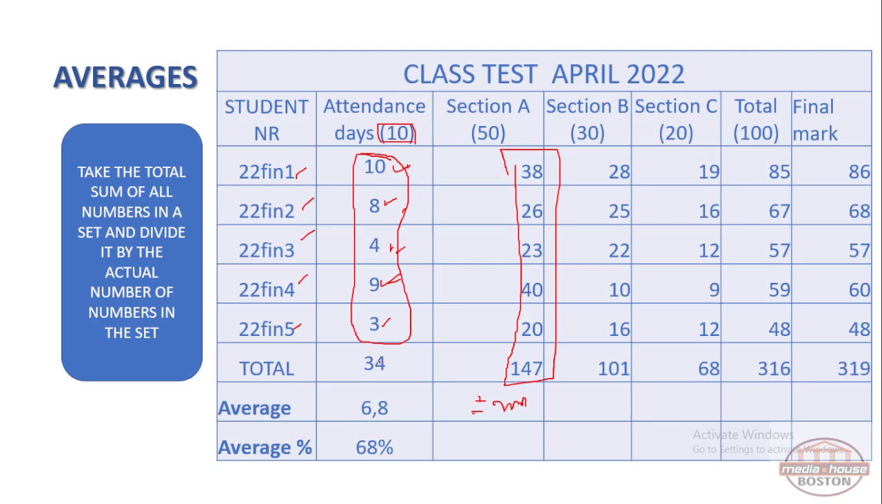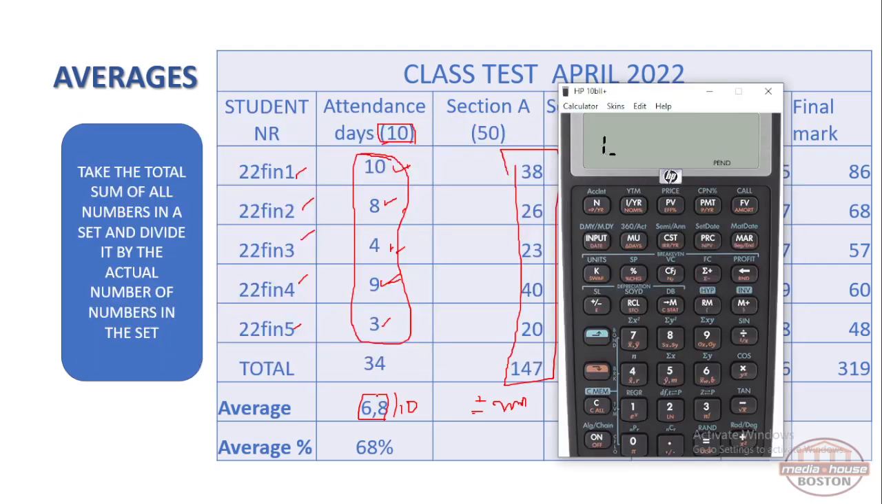Then we have two types of average. We've got the average that is based on the information that you are calculating from, which is this one, based on 10 days. And therefore we've got the average in percentage. If you want the average in percentage, you take the one based on the information provided, divide by the base of that information, in this case 10 days, and multiply by 100. So in our case, it's 6.8 divided by 10 multiplied by 100, giving us 68% as an average in percentage.